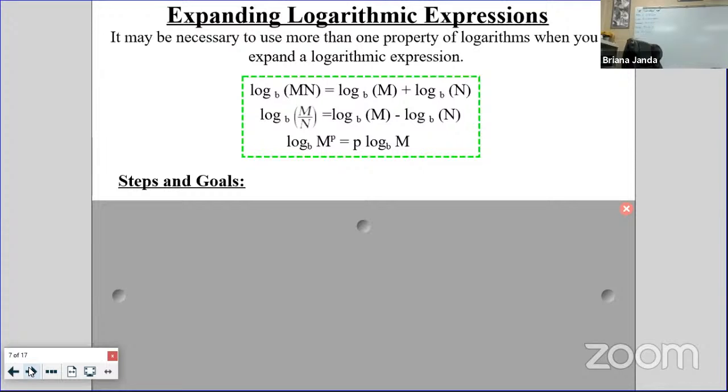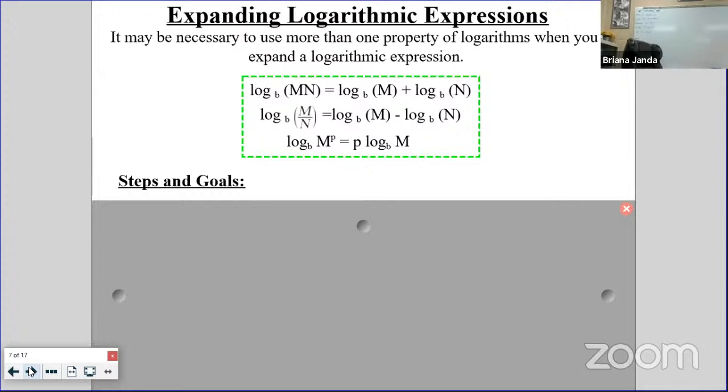It says it may be necessary to use more than one property when you expand a logarithmic expression. You do not need to rewrite these because those are the 3 properties we just went through, right? It's saying if you got a multiplication, you can pull them apart, put a plus between them. If you got a division, you can pull them apart and put a minus between them. If you got exponents, slide them out front. You will typically have to do more than one of those properties in the expanding and condensing process.